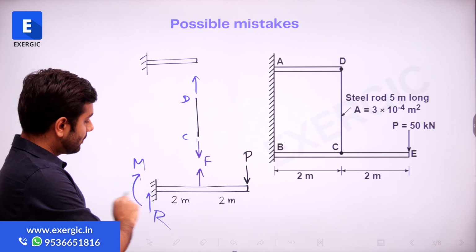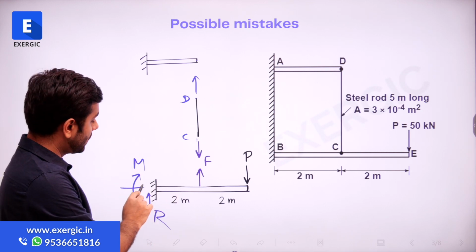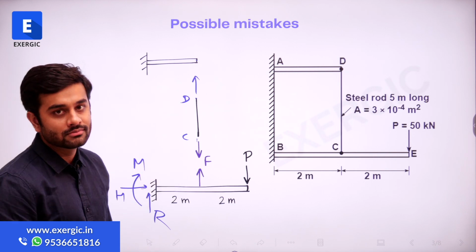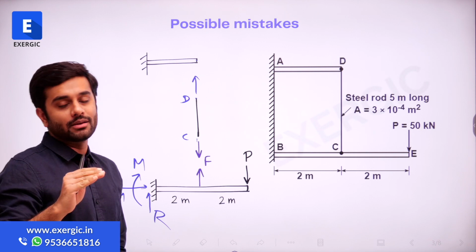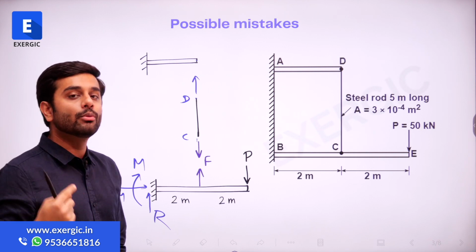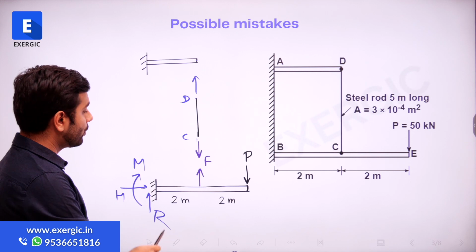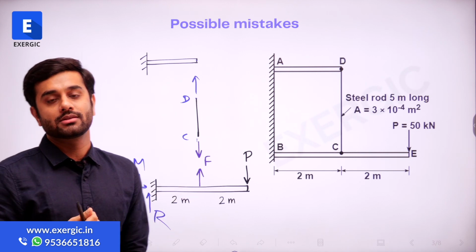Why 2? The horizontal one I have not shown. If I show the horizontal one also, then there are 4 unknowns. Now, how many equations can you write? 3: summation Fx = 0, summation Fy = 0, net moment = 0. How will you find these 4 values? By those 3 equations, you cannot find them.